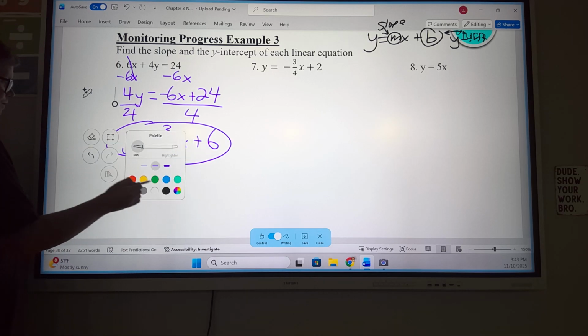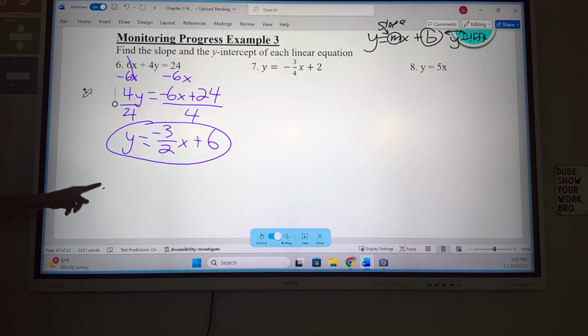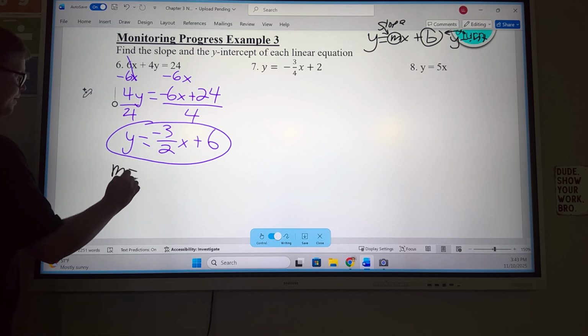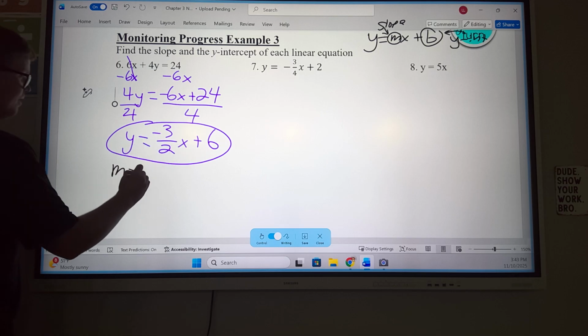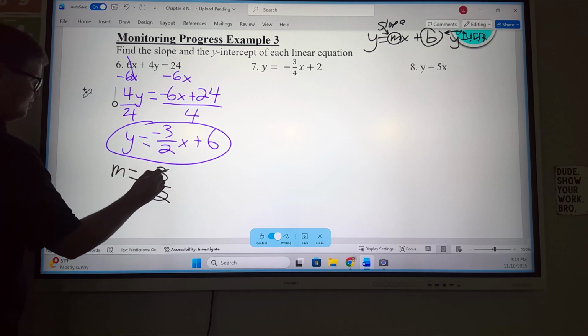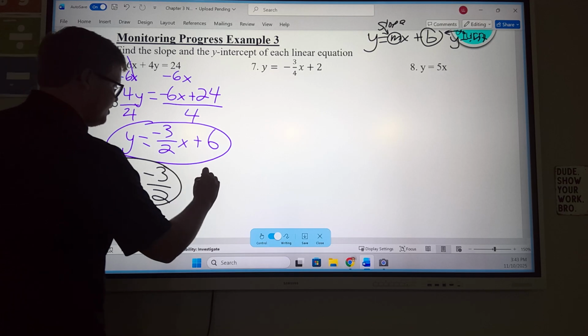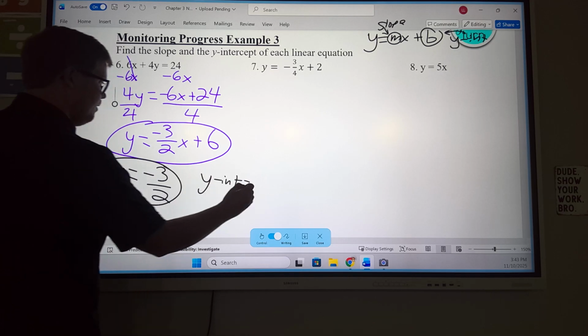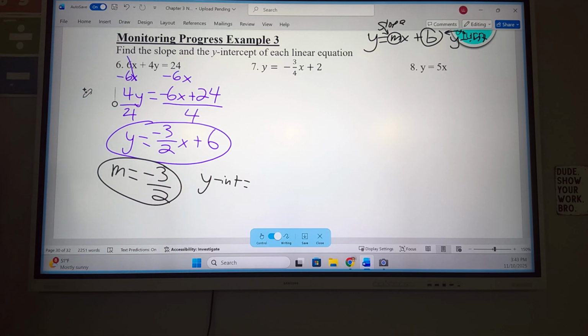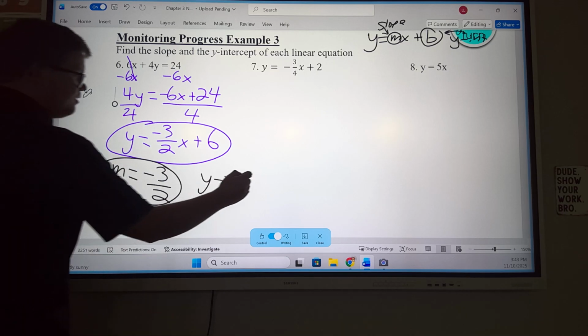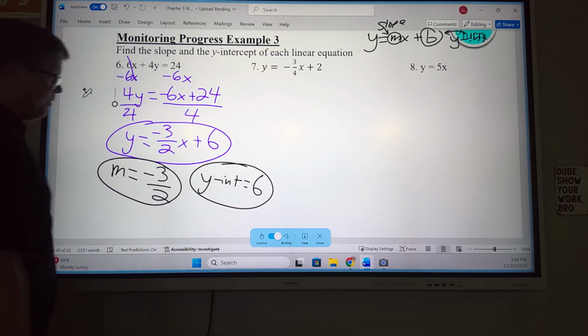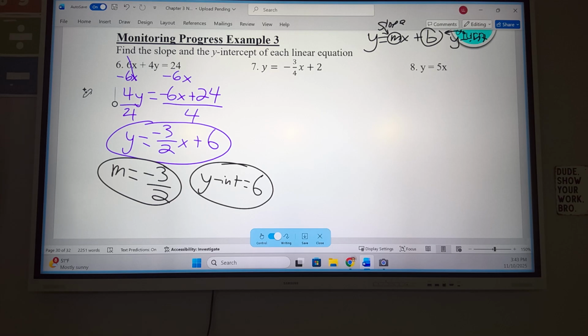Now all we have to do is identify the slope and the y-intercept. So we look here. m is going to be what's attached to x. We have negative 3 over 2. Our y-intercept is going to be the lone standing whole number, which is 6. So our y-intercept is 6. Okay, go ahead and check yourself.